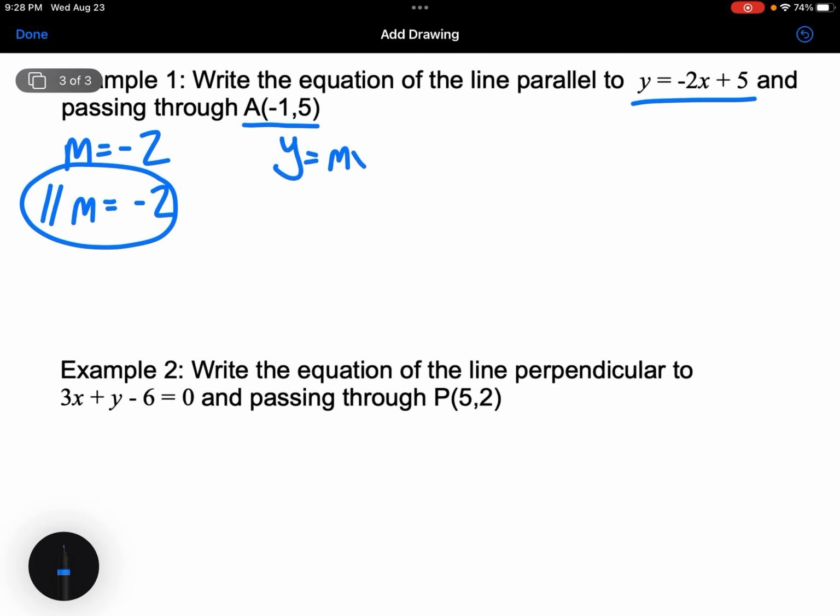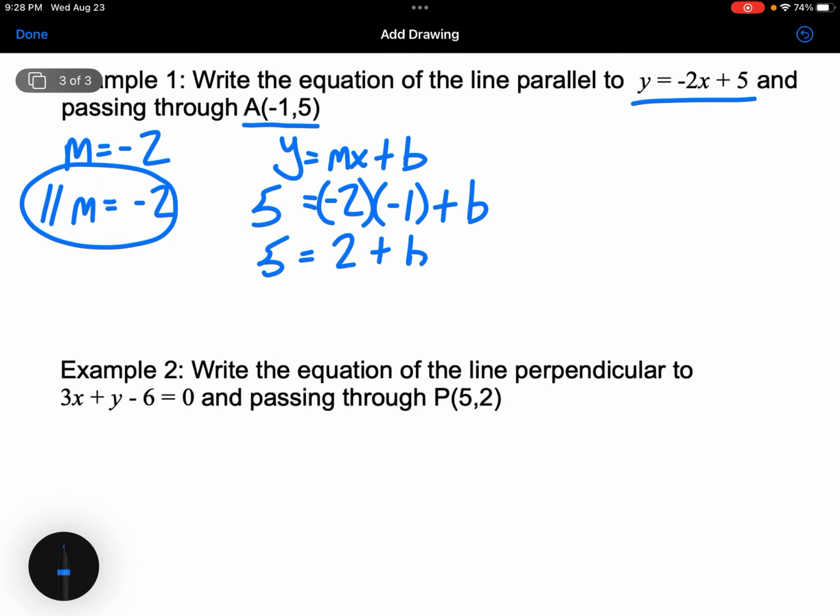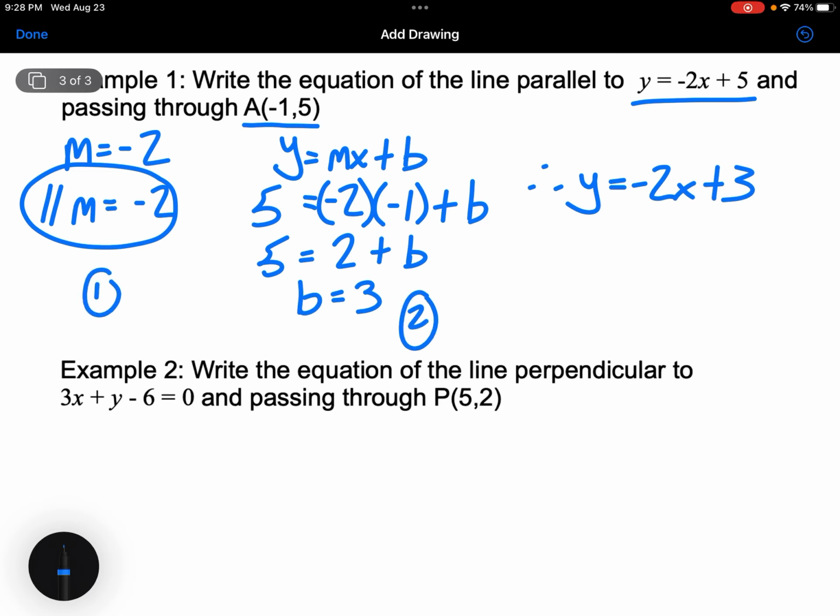What I'm going to do is write out my equation, y equals mx plus b, and then sub in my slope. That's what I found in the last step. And I've got an x and a y from this point here. So my y is going to be 5, my x is -1, and then plus b. Now I can solve for my b value. So I get 5 equals 2 plus b, and then b is equal to 3. So therefore, my equation is going to be y equals -2x plus 3. I found my slope, I found my starting point, I stated my equation.